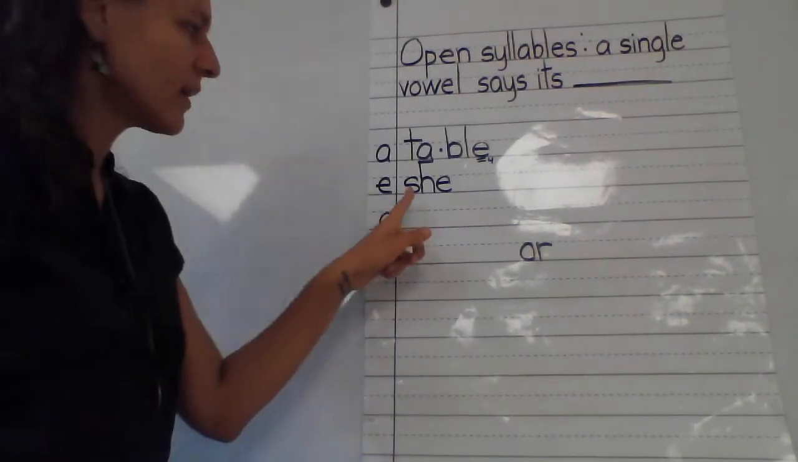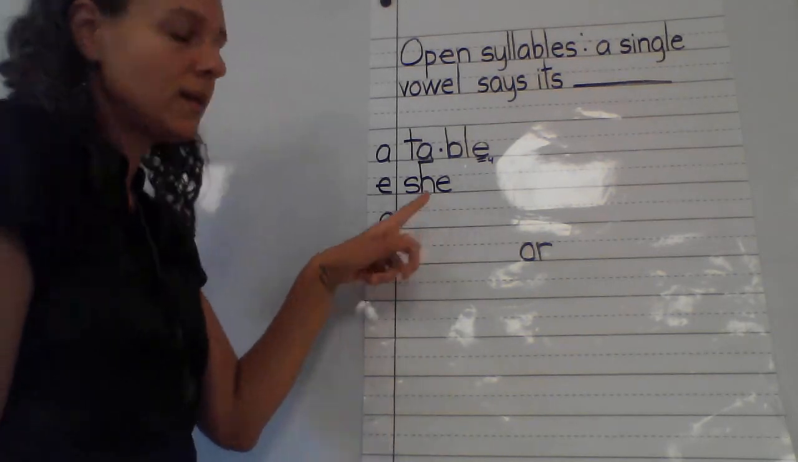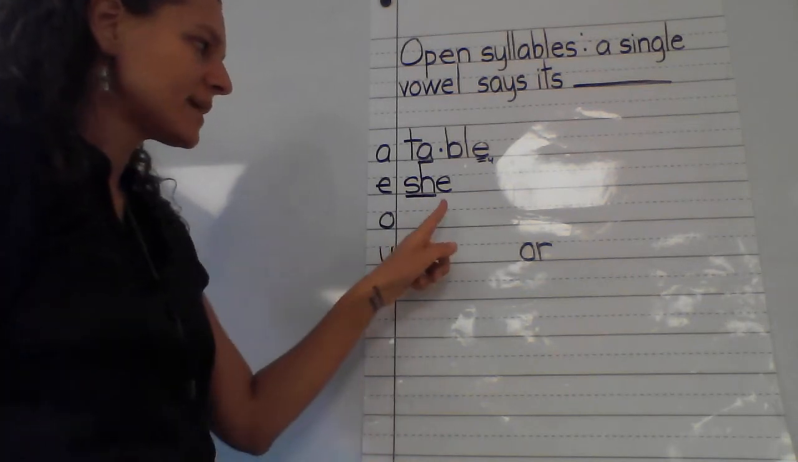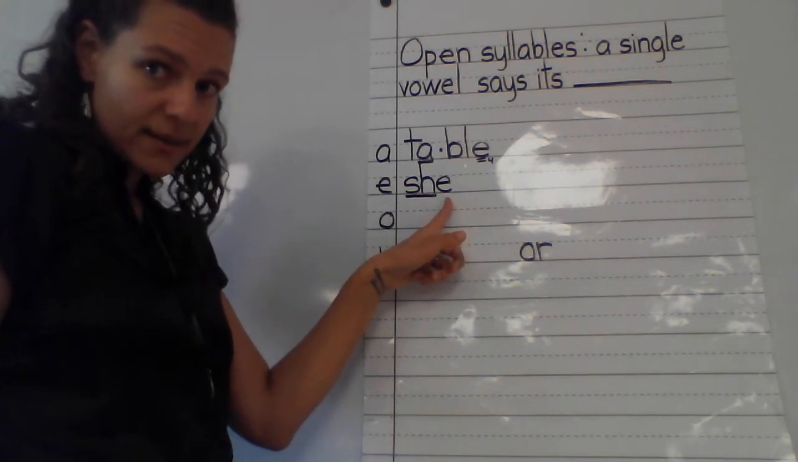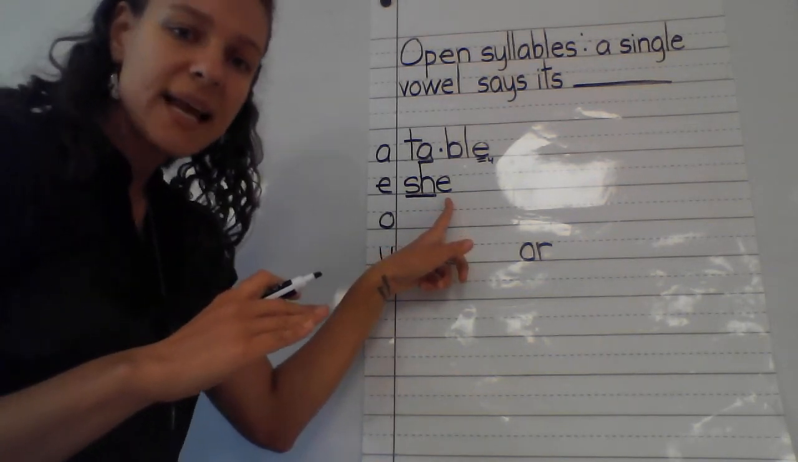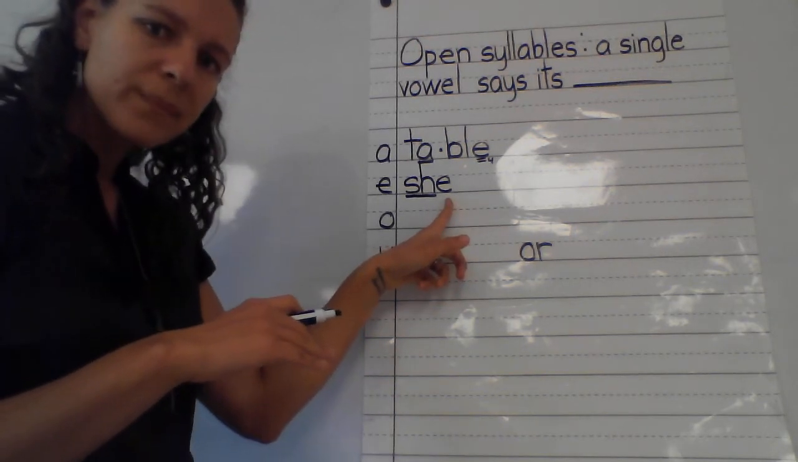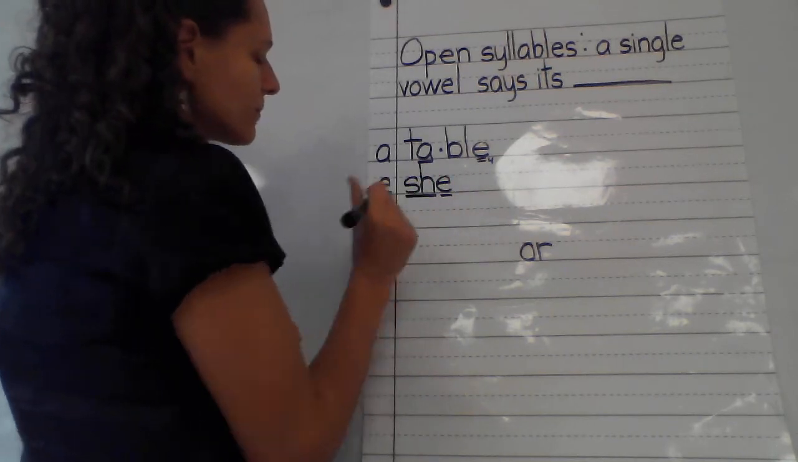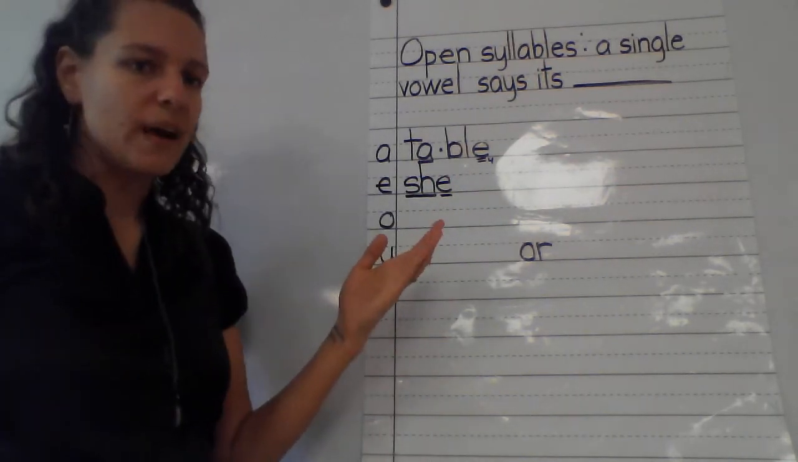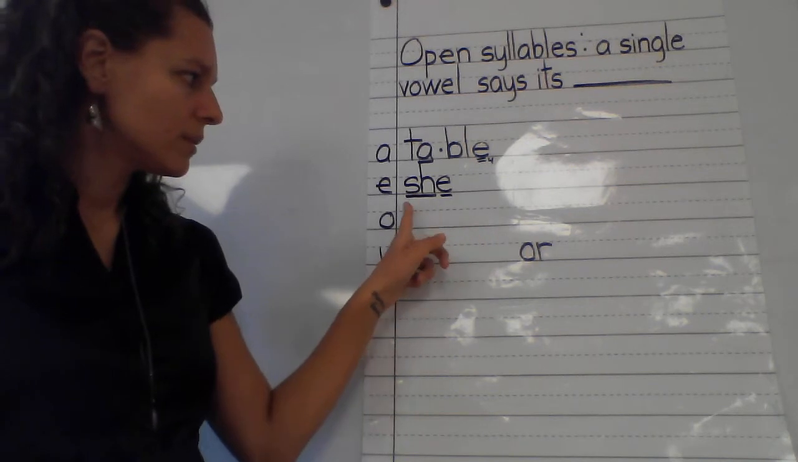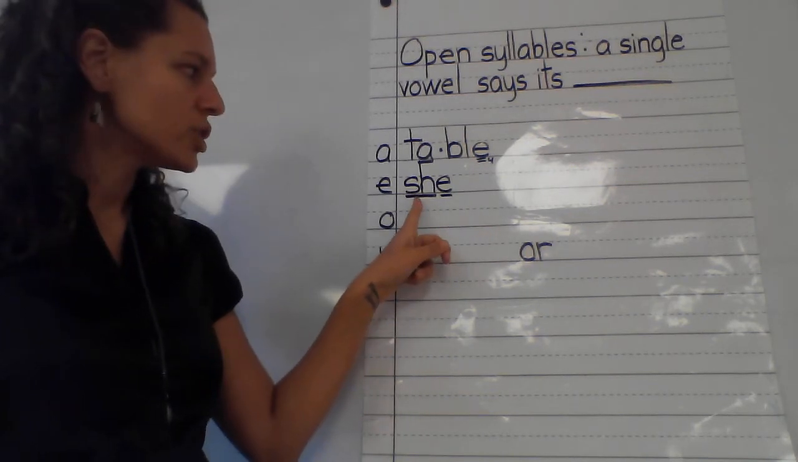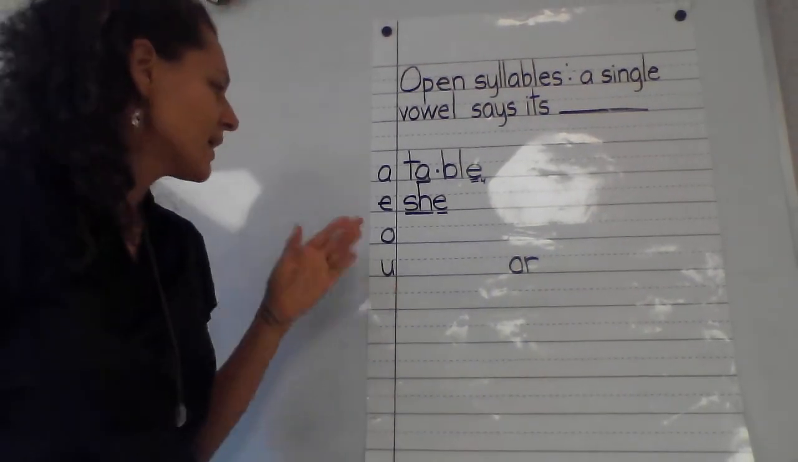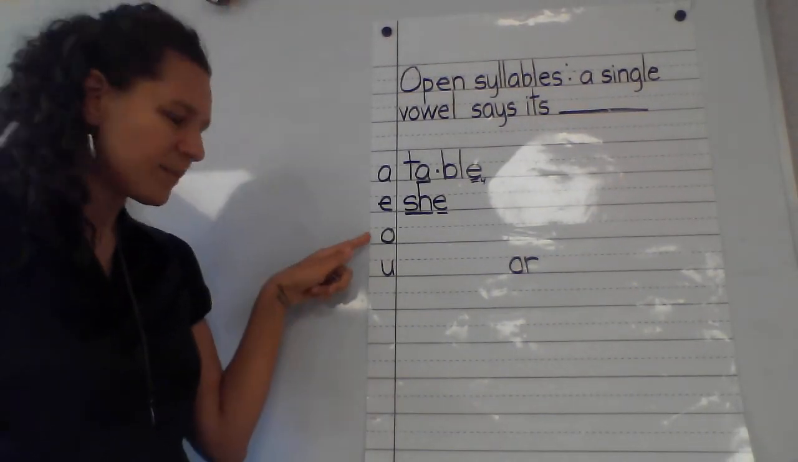And let's go ahead and mark it. Does this need a marking? It sure does, because those 2 letters work together to make that sound. And how about this? Good, we underline it because it's saying its name. And why is it saying its name? Very good, it's an open syllable. All right, now let's read our word that we wrote. Very good, it's sh, e, she. All right, now let's go down to our, which vowel is this?